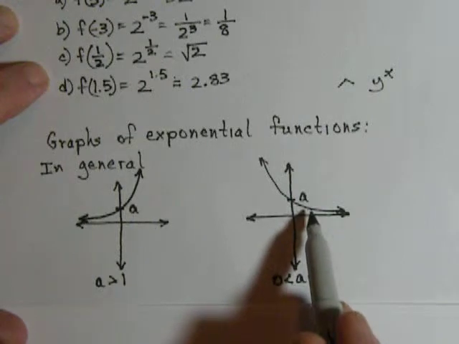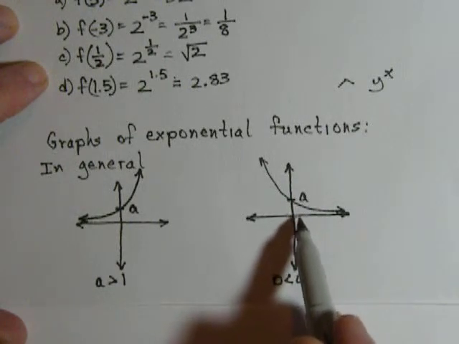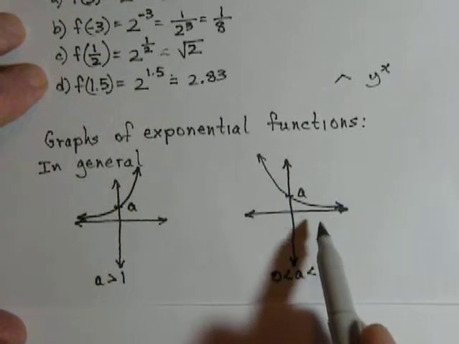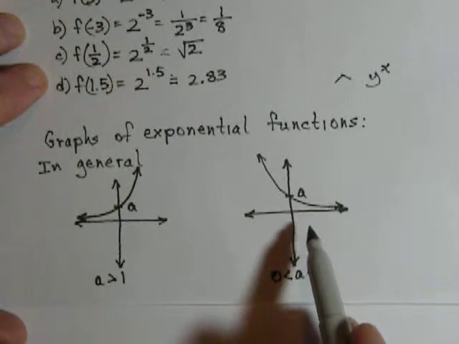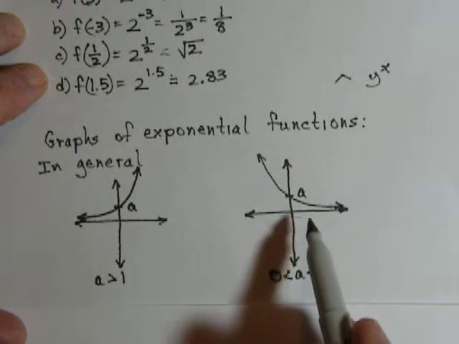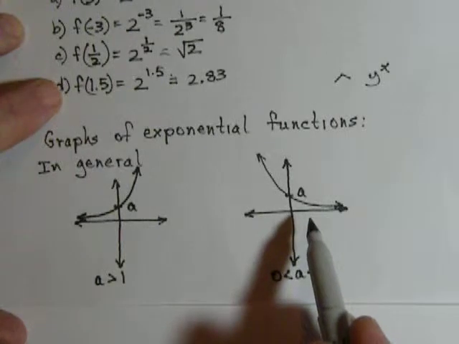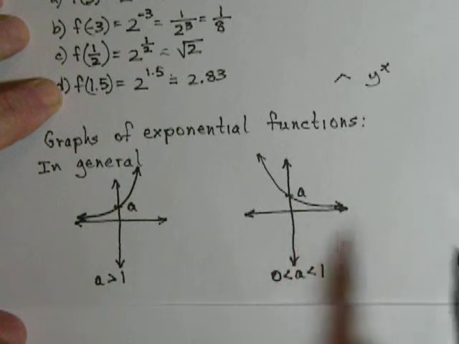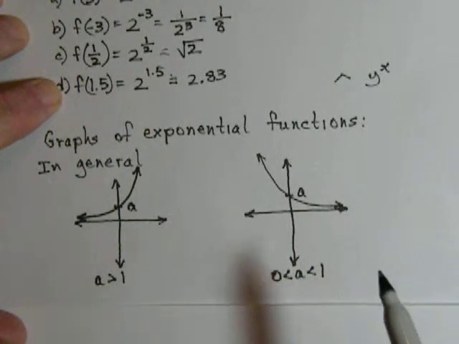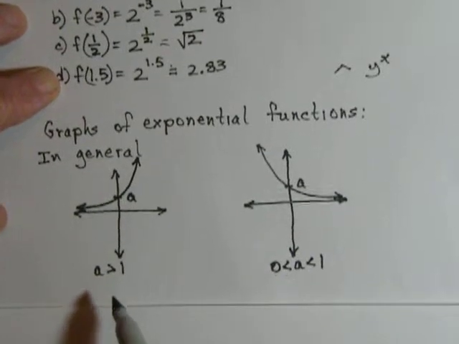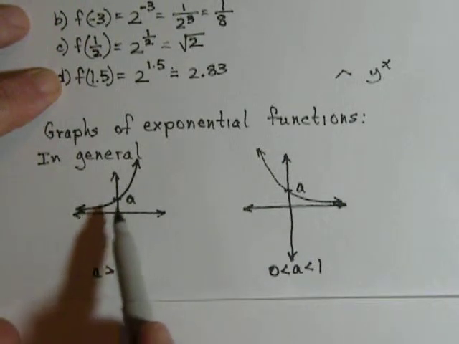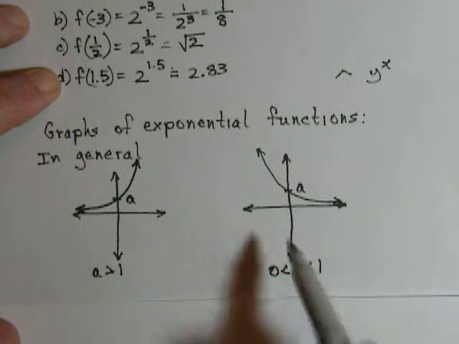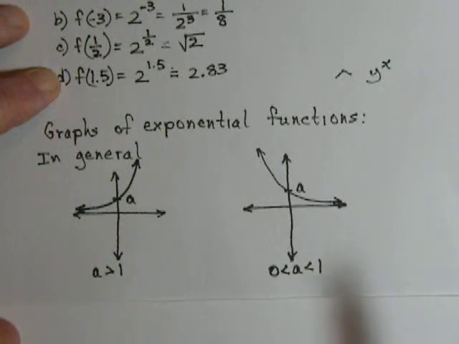If the base is a number between 0 and 1, then basically as x gets bigger, you're raising a fraction to bigger and bigger powers, which means you're multiplying a fraction by itself more and more times, and the result of multiplying a fraction less than 1 by itself more and more times, the answer gets smaller and smaller. So that's why this is a decreasing function. So the two possibilities: if a is greater than 1, it's going to be an increasing function with the y-intercept at a. If a is between 0 and 1, it's going to be a decreasing function with the y-intercept of a.